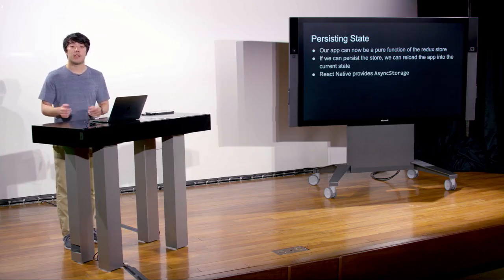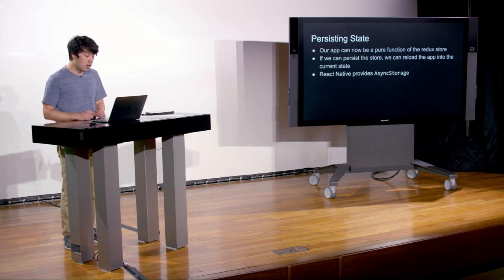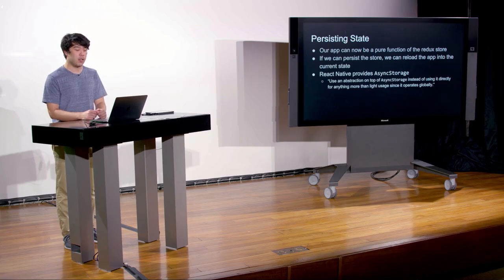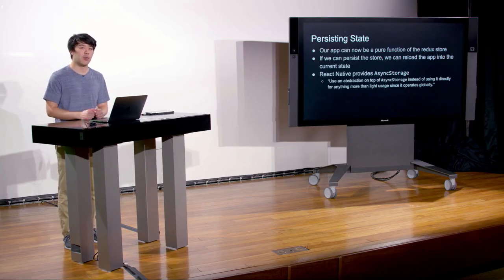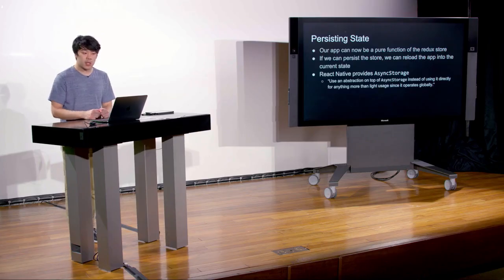React Native provides this API called async storage, which is a persistent data store. But if you read the docs, it says this: use an abstraction on top of async storage instead of using it directly for anything more than light usage, since it operates globally. Or in other words, we should probably stay away from that if we want to preserve our sanity. And so what might we want to do instead?